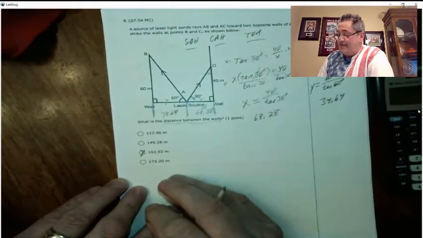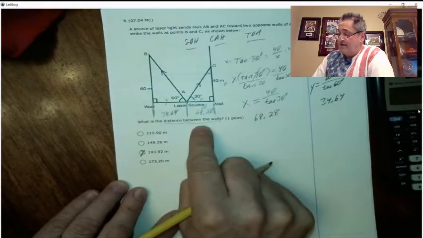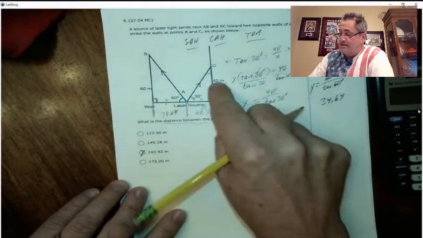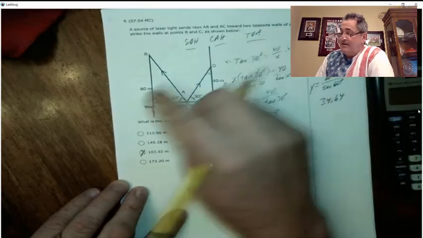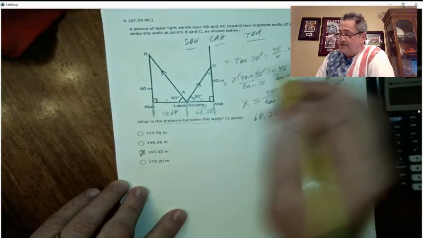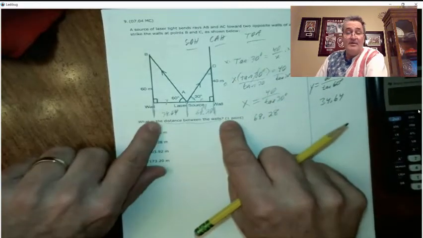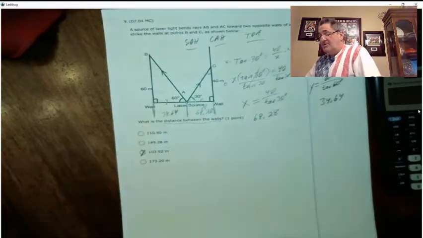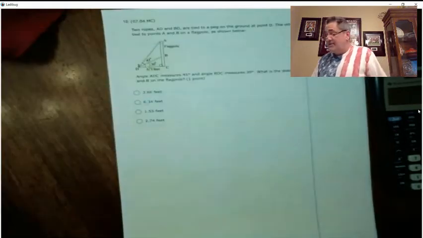And then pay attention to what they're asking. So we knew to use tangent because both of these used opposite and adjacent. And we knew we needed to find x and y, those distances, and put them together, the distance between the walls. All right, let's look at number 10.